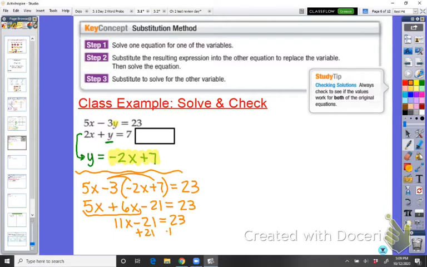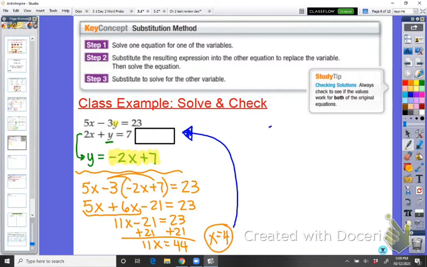Add 21 to both sides. 11x is equal to 44. And if you divide by 11, you'll get x is 4. So that's the x value. Now, given that, you have to take that x value and go back up to your choice of one of the two original ones, to find y.